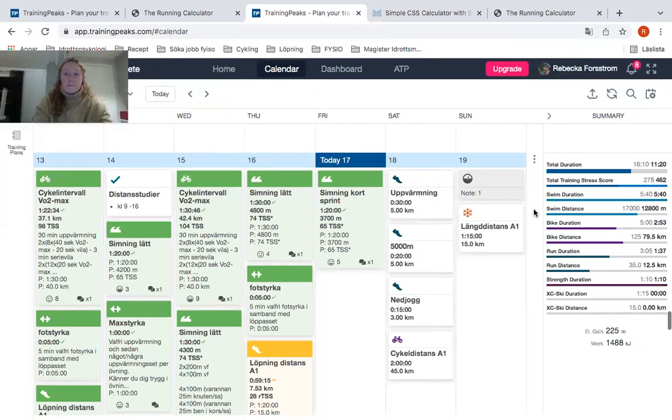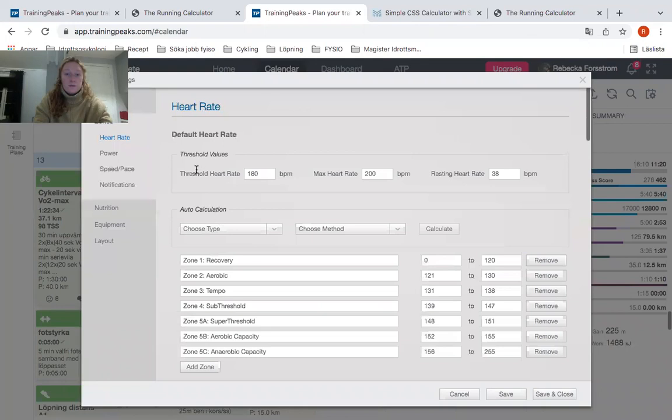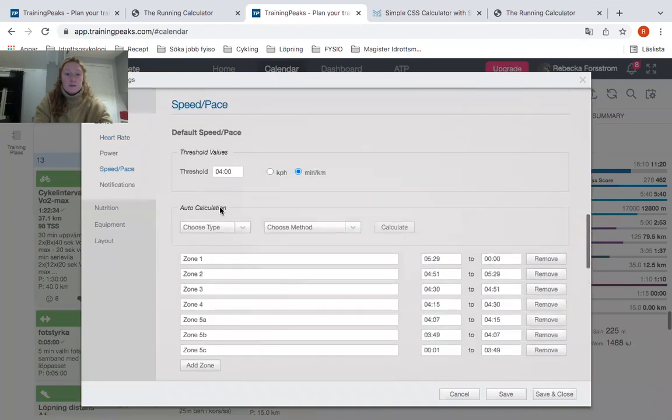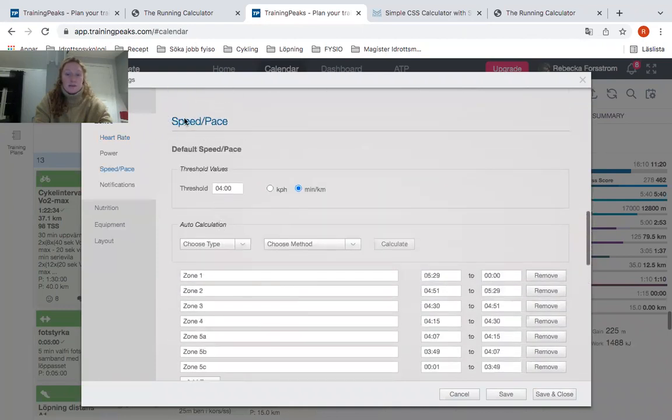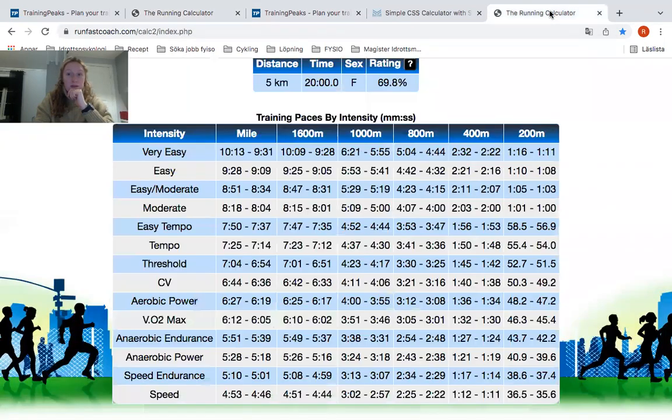Moving over here. In your TrainingPeaks, you click up here, go to settings, then on zones. And here you can find speed pace, which is for running. And I want you to take in your threshold here. And the threshold should be, let's see, where's the right one? Threshold should be somewhere here. So that number in the middle of here, you type in there.